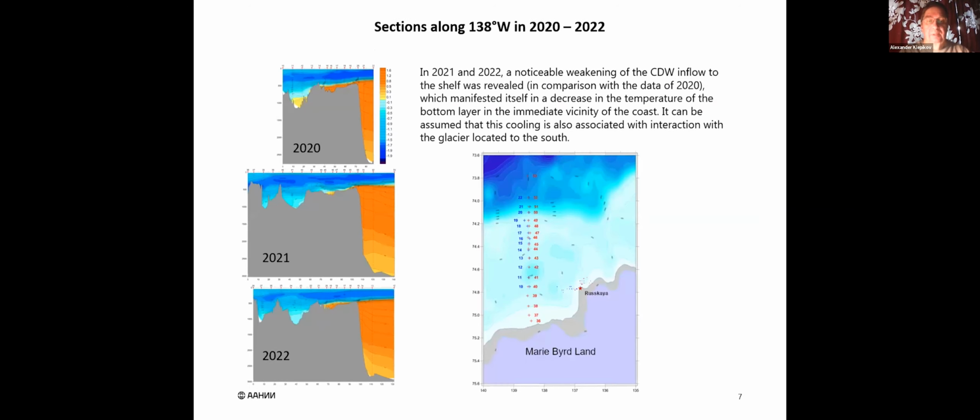And we made 3 sections in 2020, 2021, and 2022, which shows that there is a decrease in temperature of the bottom layer and not so deep penetration of circumpolar deep water, a weakening of circumpolar deep water inflow to the shelf. We obtained this for the 3-year realization.